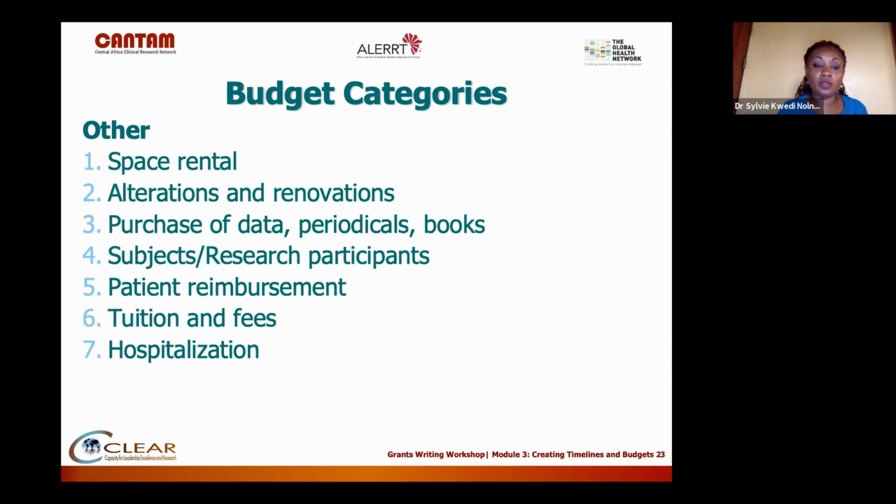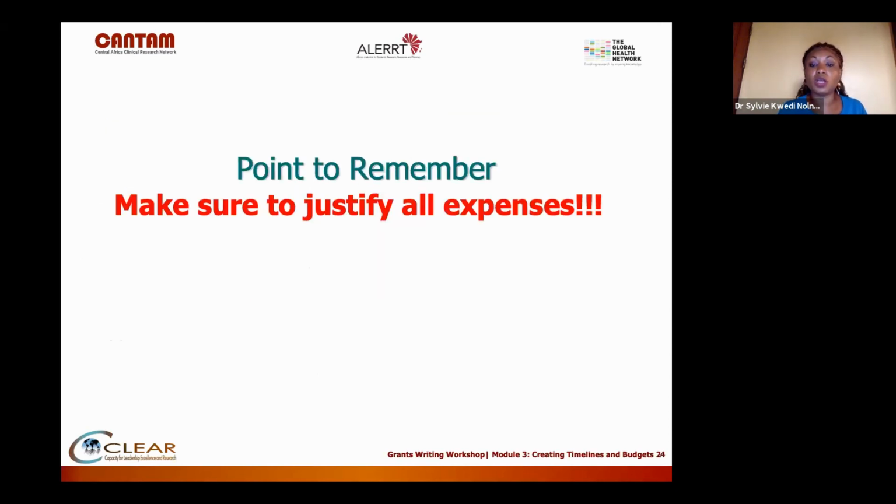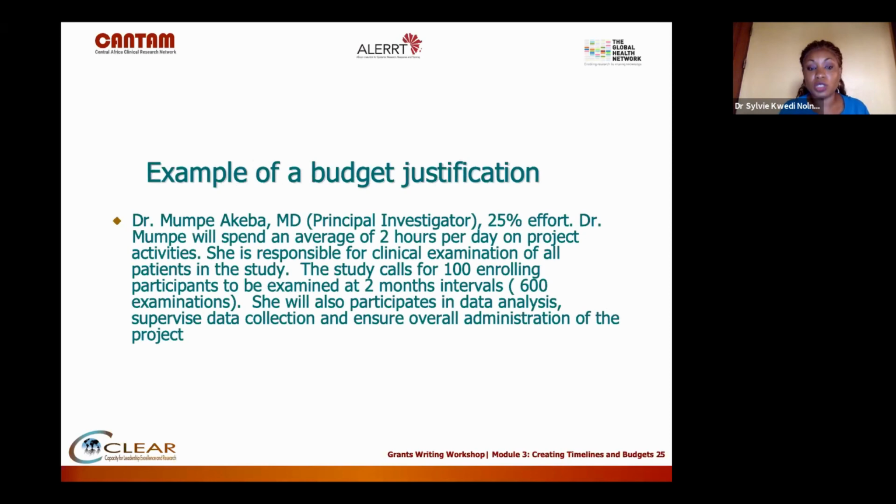I spoke about the others. Other is just basically any expenses that doesn't fit into the categories that I explained before. And then remember, you have to justify your expenses. You cannot just give an amount of money that this costs such amount because it sounds good to you. It has to be justified. Here is an example of a budget justification.